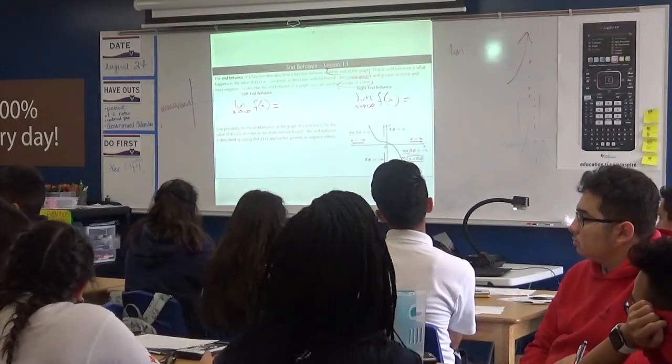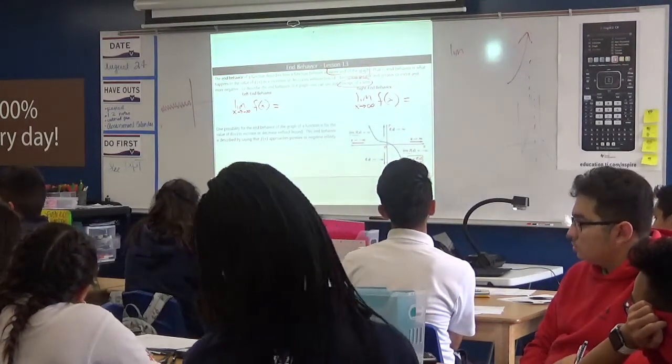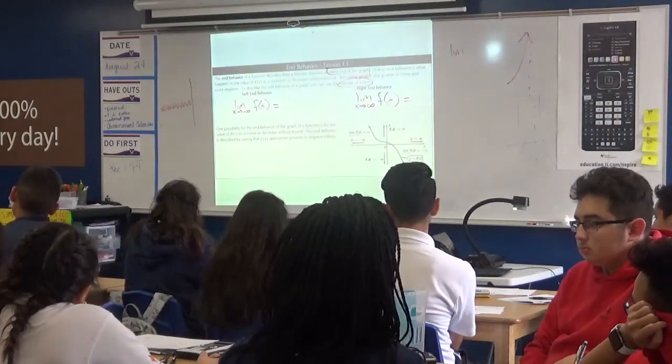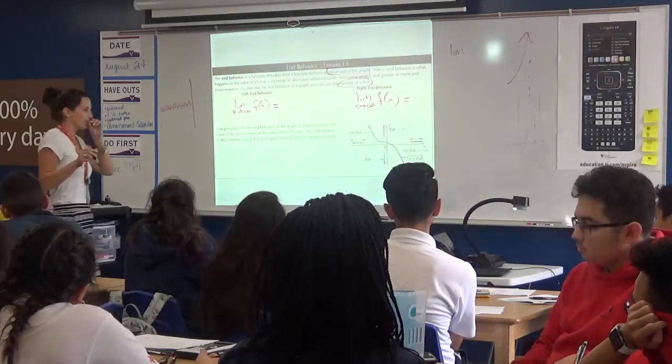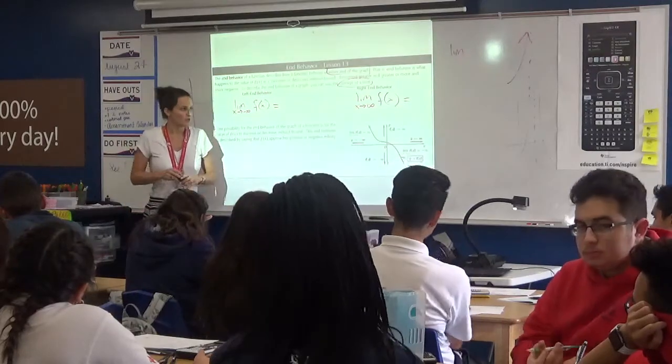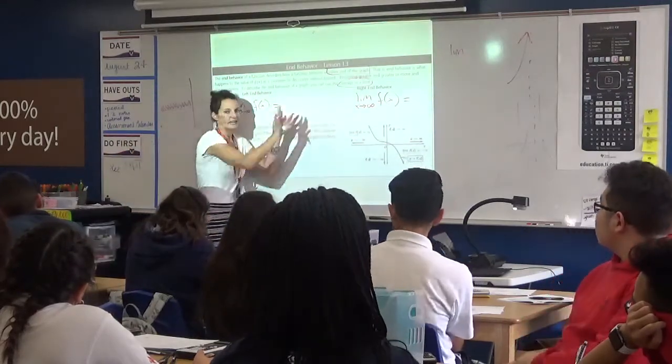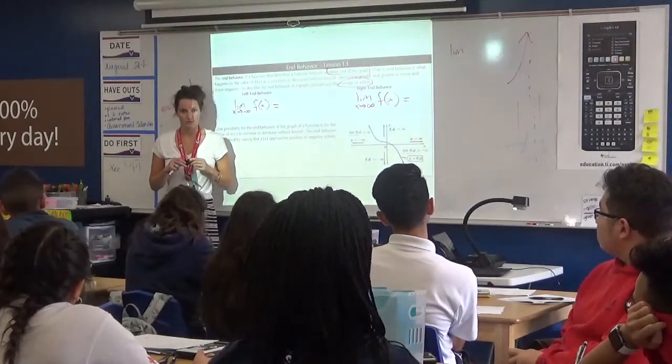We're just getting down the notation of how we say the left side and the right side of our graph. Okay, let's look at this example to see what could happen there.